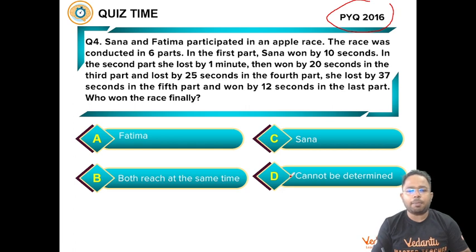Sana and Fatima participated in an apple race. The race was conducted in 6 parts. In the first part, Sana won by 10 seconds. In the second part, she lost by 1 minute. Then won by 20 seconds in the third part. And again lost by 25 seconds in the fourth part. She lost once again by 37 seconds in the fifth part. And won by 12 seconds in the last, that is the sixth part. Who won the race finally?